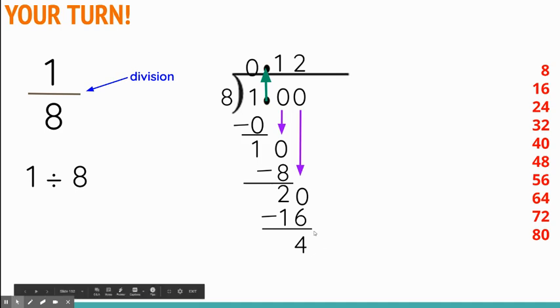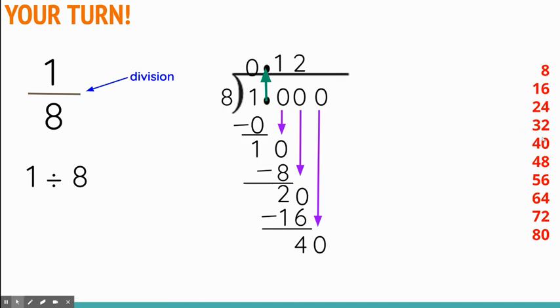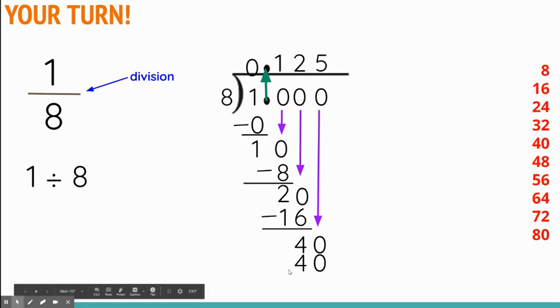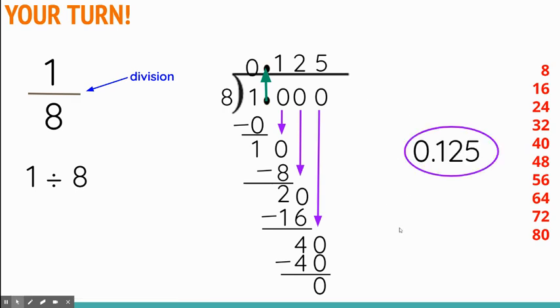Again, don't want any remainders, so we're going to add yet another 0 and bring it down. And now I have 40. How many groups of 8 can I get out of 40? 1, 2, 3, 4, 5. 5 groups, because 5 times 8 is 40. So I'm going to write the 5 up here. So 5 times 8 is 40. I subtract, and I end up with 0. So 1/8 written as a decimal is written up here, and it's 0.125 or 0 and 125 thousandths.